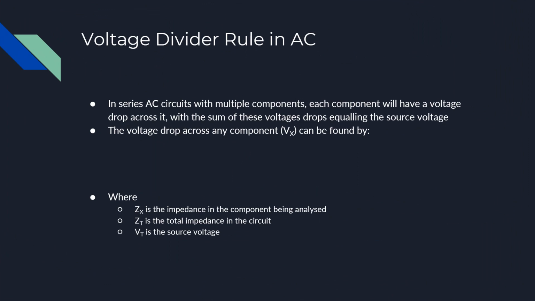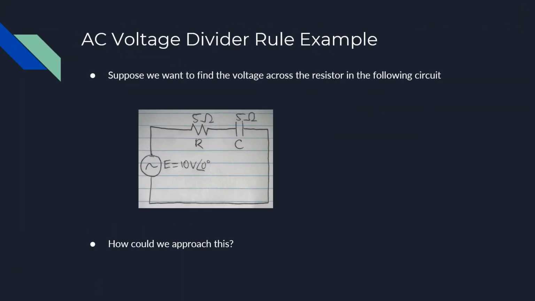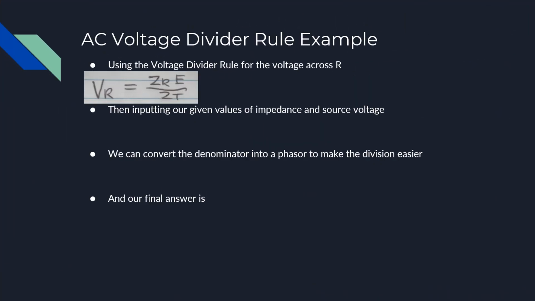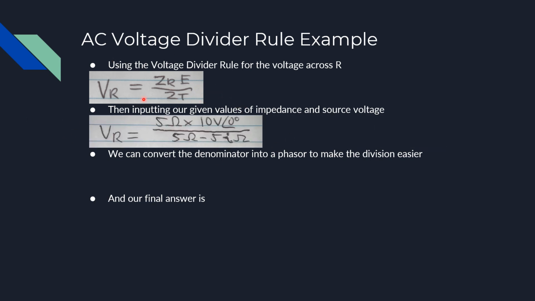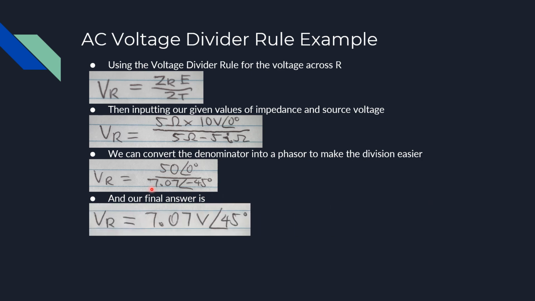In series AC circuits with multiple components, each component will have a voltage drop. To find the voltage drop against a given component, we use this voltage divider rule. An example of this is given below. To find the voltage across the resistor with the given impedances, we use the voltage divider rule, input our given values of impedance. We can then convert the denominator into a phasor to make the division much easier and get our final answer.